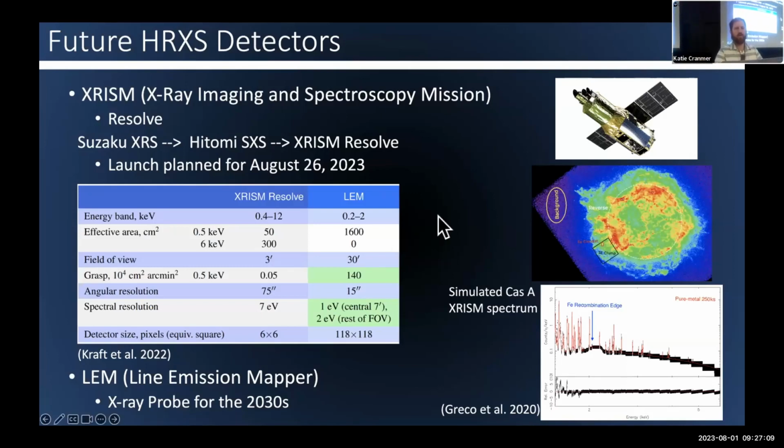Looking forward to after XRISM, in the 2030s, the Line Emission Mapper has been proposed. It would have about 5 times the angular resolution and 7 times the spectral resolution of XRISM, and also has a much wider field of view. So it'd be really an excellent instrument to observe supernova remnants with.